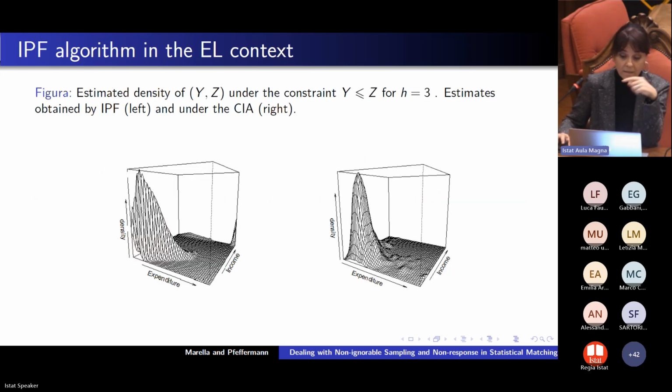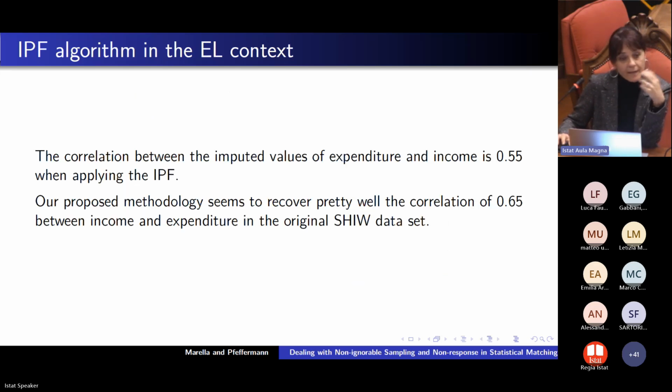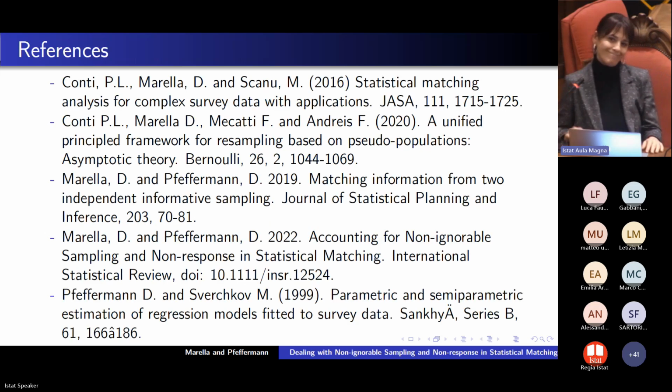Notice that according to this density estimate, we can reconstruct clearly the final fused data set where X, Y, and Z are jointly observed. And if we estimate the correlation, we obtain a value equal to 0.55, which is near enough to the correlation equal to 0.65 that we have estimated from the SHIW dataset. And okay, thank you. That's all.